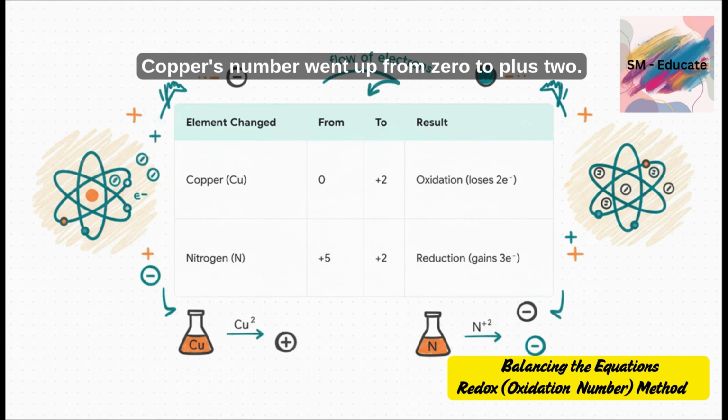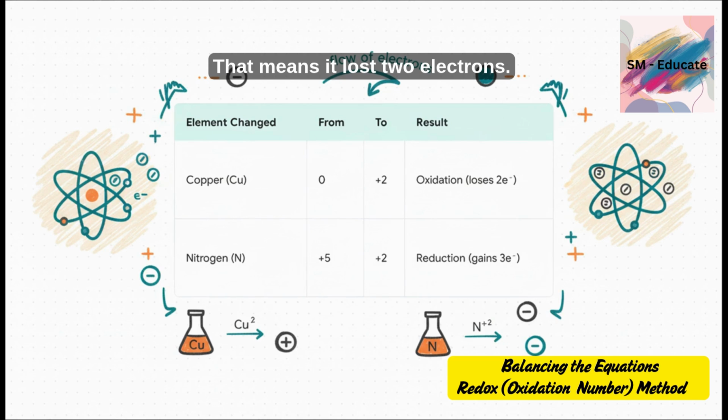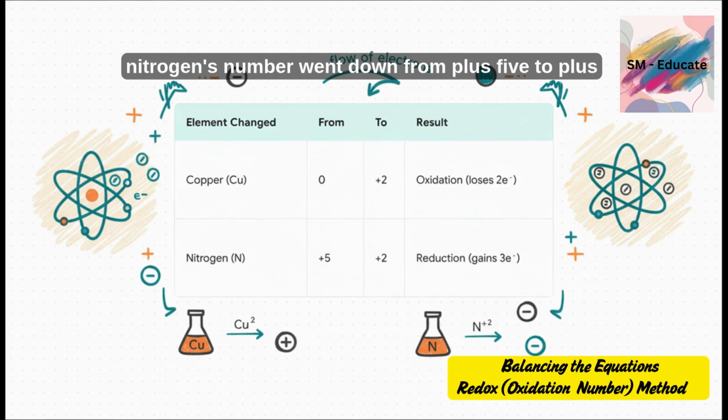Copper's number went up from 0 to +2. That means it lost 2 electrons. That's what we call oxidation. Meanwhile, nitrogen's number went down from +5 to +2, which means it gained 3 electrons, and that's reduction.